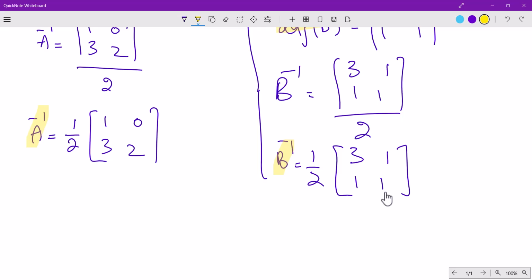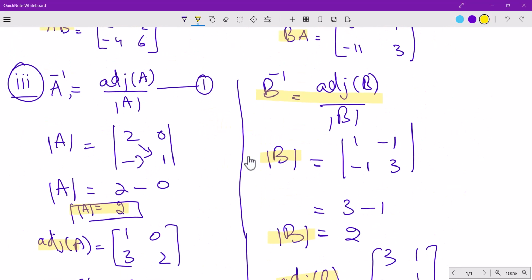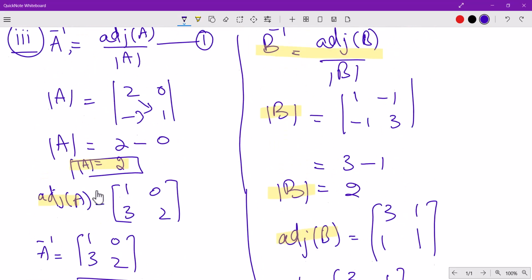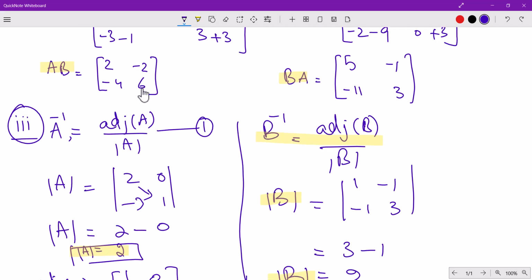Show that the inverse of AB multiplication is equal to B inverse into A inverse. So we will take (AB) whole inverse, which is equal to B inverse and A inverse. First we calculate the AB matrix, which is equal to 2 minus 4 and 6.